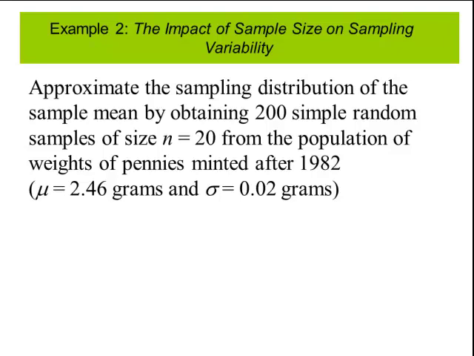So let's try another example. Approximate the sampling distribution of sample means by obtaining 200 random samples of size n equals 20 from a population of weights of pennies minted after 1982. So if you recall, our mean is 2.46 and our standard deviation is 0.02 grams.